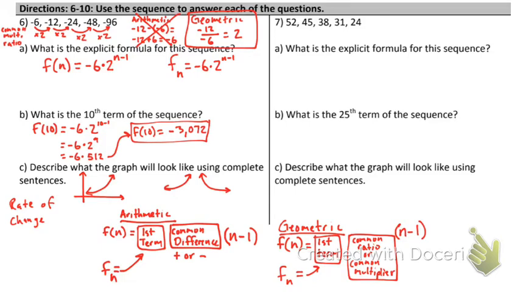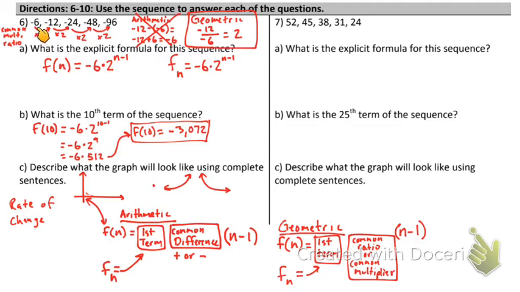Actually, you know what? My mistake. Sorry, we started at negative. So think about it this way. My first term is -6. My second term is -12. So it's actually going to curve up, but we're in the opposite side of the x-axis.